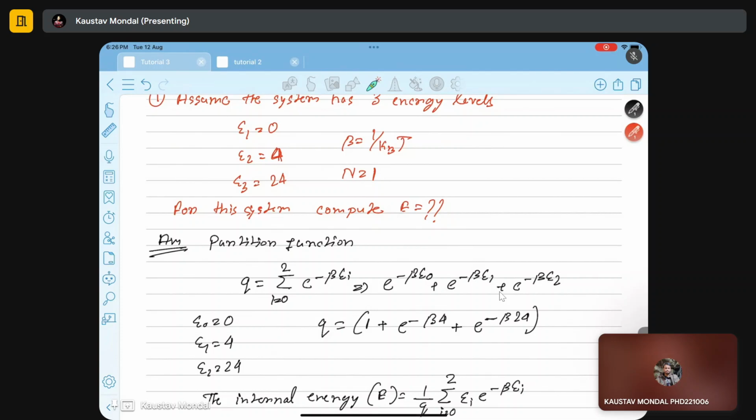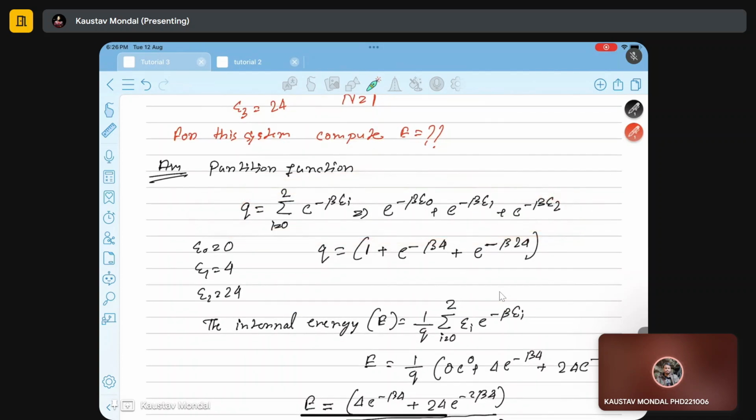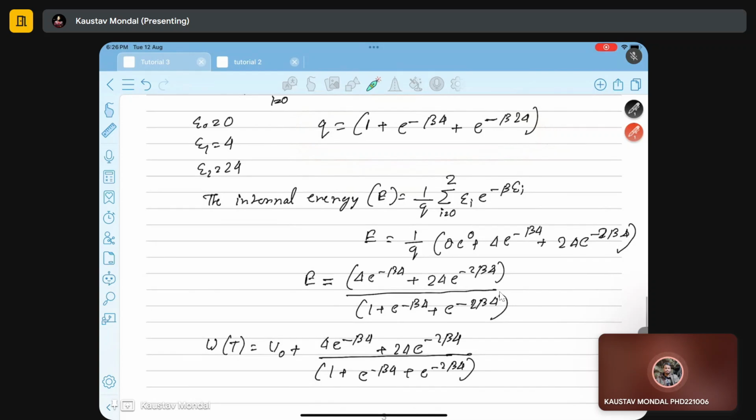We first derived the partition function of the system. Thus the partition function is this. So we first calculated the partition function. From there we calculated the total energy. Sorry, this is the total energy.